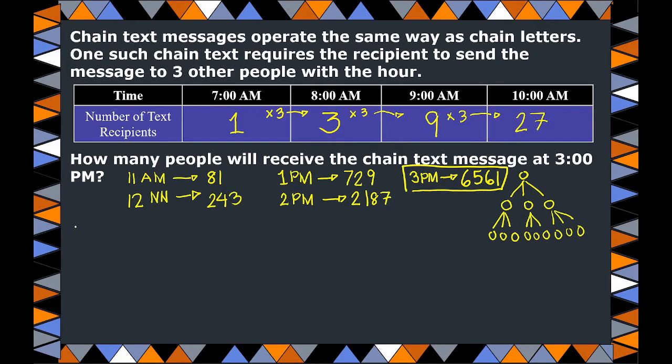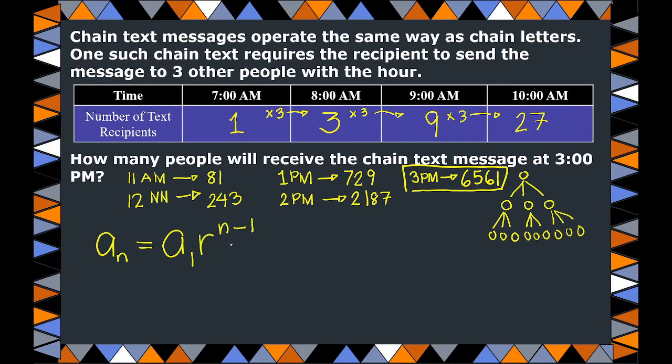Another way is using the formula. Now, as you have noticed, this problem is a sequence problem. Why is this not a series problem? Because I did not add 1, 3, 9, 27, and so on to get 6,561. I simply computed the nth term. This is the formula for the nth term of a geometric sequence: a sub n equals first term times r raised to n minus 1.